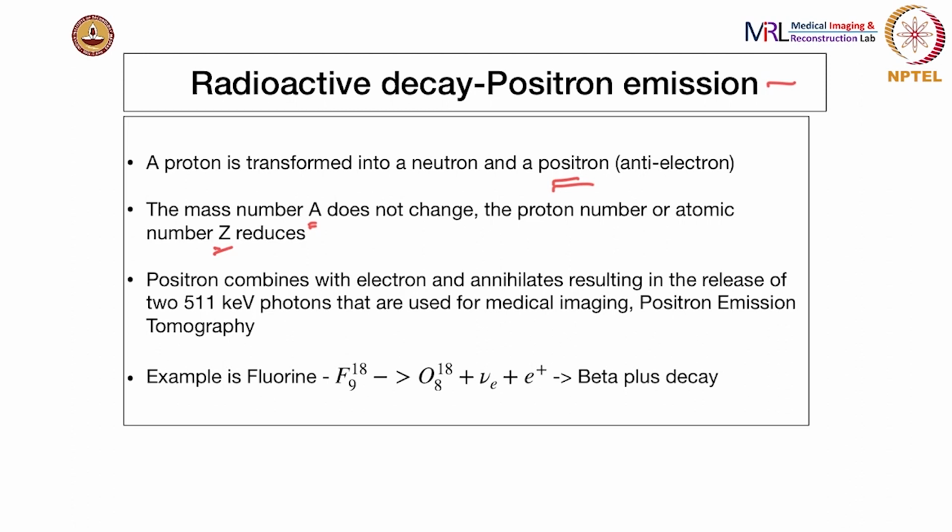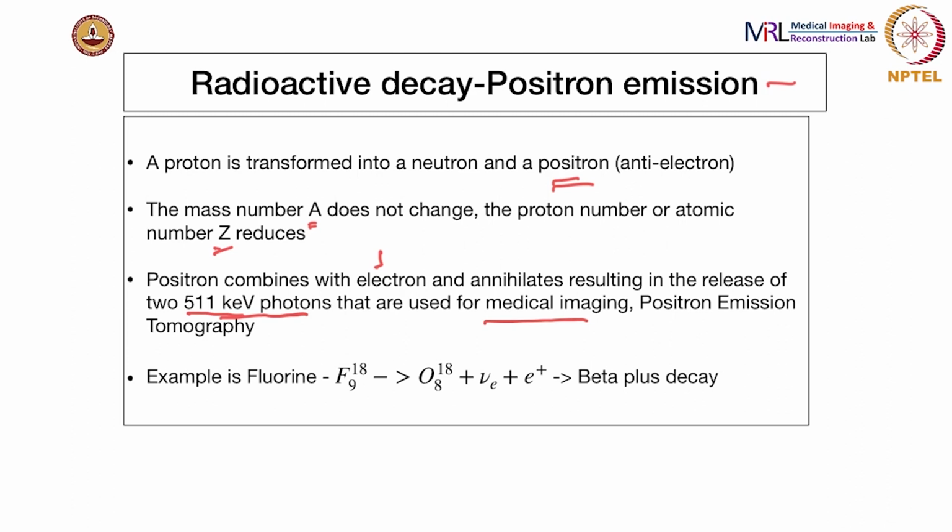These positrons combine with the electron. When they are emitted, they combine with the nearest free electron and annihilate, which ends up in the release of 511 keV photons. And this is actually used for medical imaging. This is what is used in positron emission tomography, because the radio tracer you inject into the body for PET imaging emits positrons, which then combine with the nearest electron and release these 511 keV photons, which are detected. So this is one radioactive emission route, which is used in positron emission.